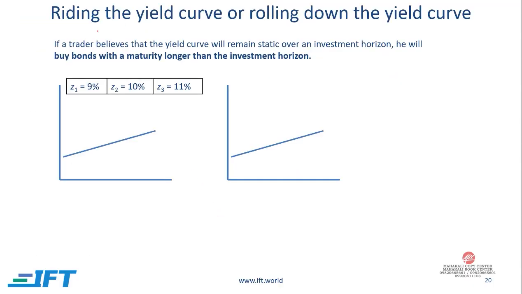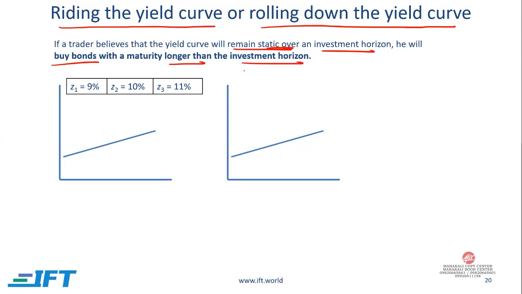We now come to a strategy which is called riding the yield curve. This is also called rolling down the yield curve. If a trader believes that the yield curve will remain static over an investment horizon, he will buy bonds with a maturity longer than the investment horizon. So there are some key points here. With this strategy, the investor needs to believe that the yield curve will remain static. And also, if the investor believes that this is the case, then the bond that he will buy should have a maturity greater than the investment horizon.